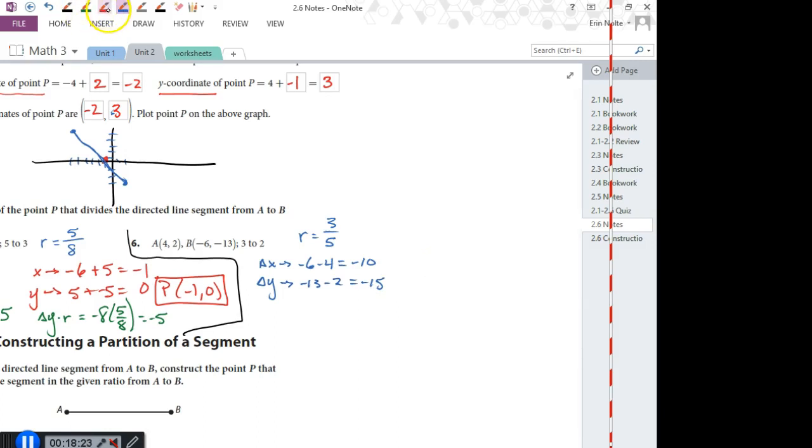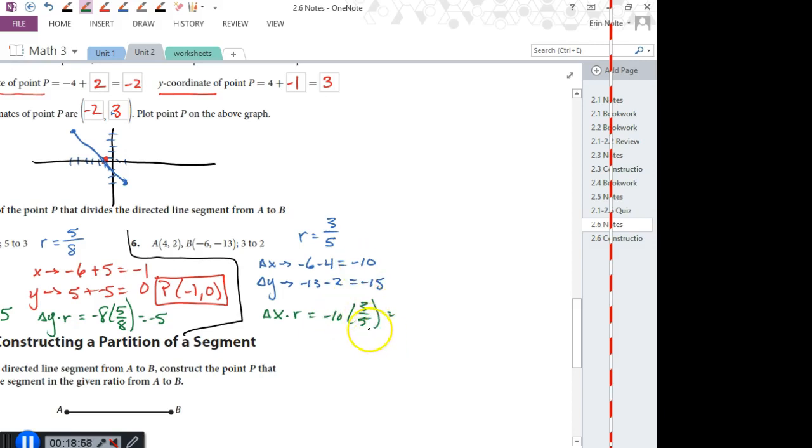Let's use a different color. Okay, so then what do I do once I have my rise and my run? Times by the ratio. So if I multiply my run times my rate, -10 times 3/5. -6. Nice, good. So everybody good with that, multiplying those?